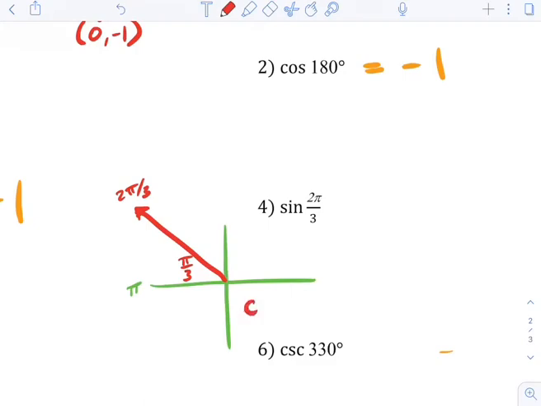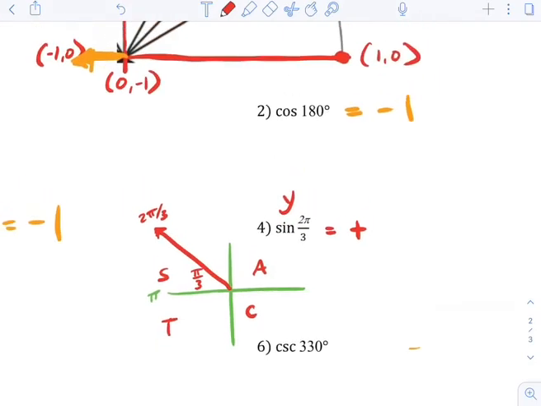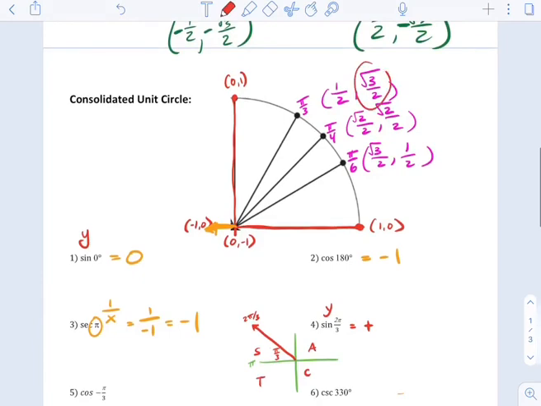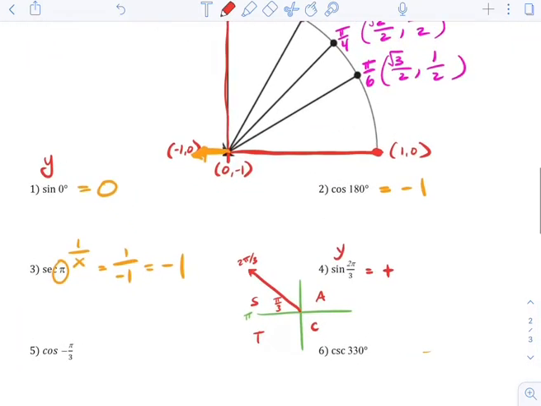So what I'm going to do is use CAST rule. C-A-S-T. I know sine is positive here. I'm looking for the y values of pi over 3. So it's going to be positive, but I'm looking for pi over 3 and the y values. So that's root 3 over 2 from our consolidated circle. So it's positive root 3 over 2 is the exact value for sine 2 pi over 3.